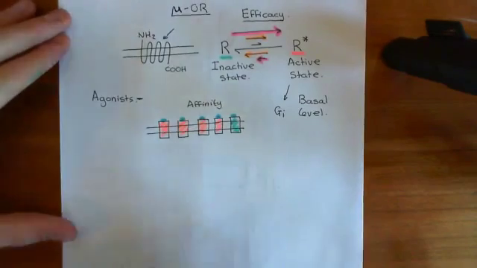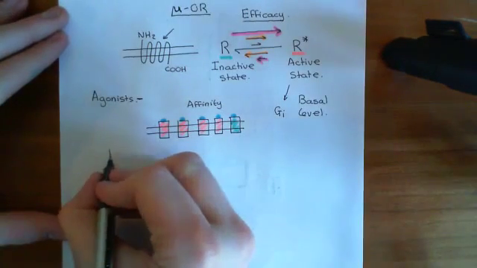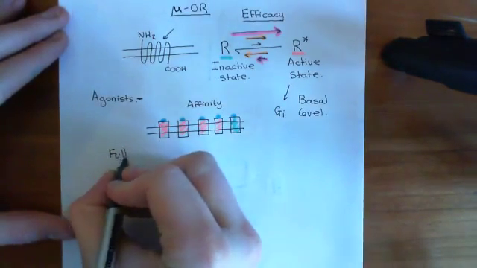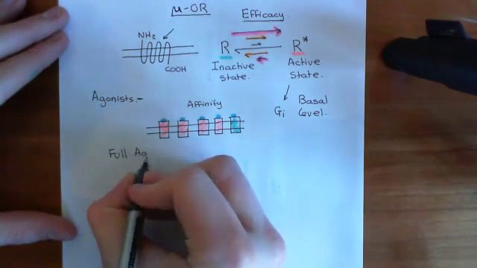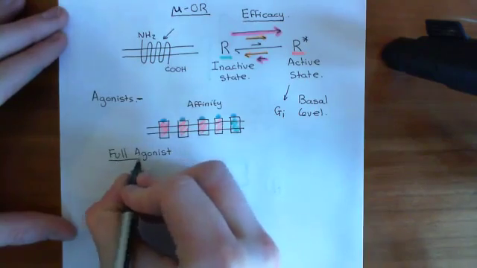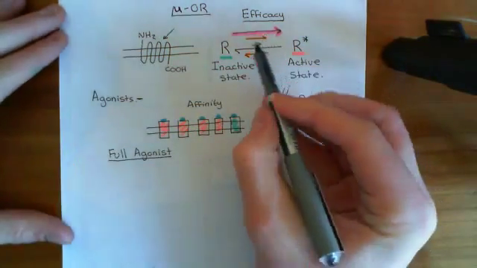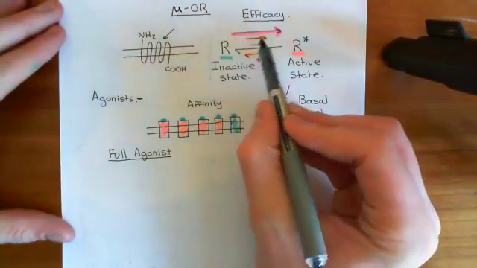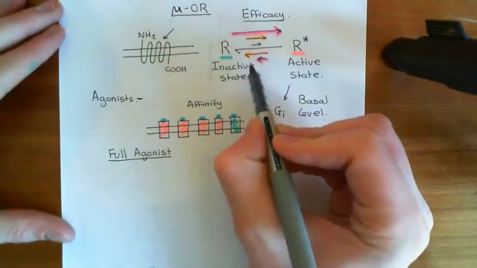Okay, let's do the terms then now. What's a full agonist, what's a partial agonist, and what's an antagonist, and what's an inverse agonist? Okay, so basically you will notice that there are different levels of agonism, basically.